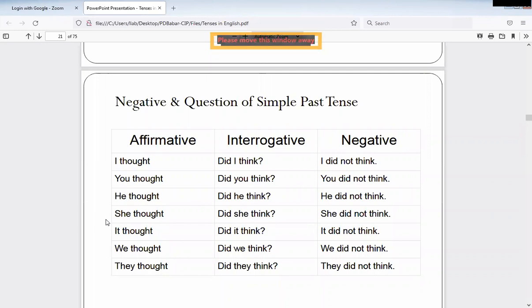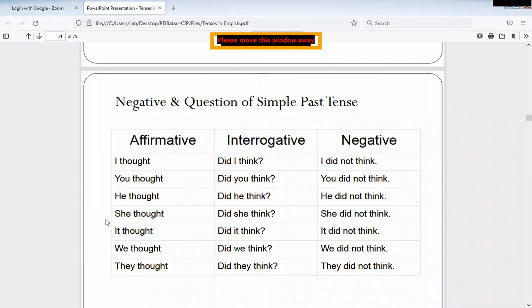Then if he thought is the affirmative, its negative is he did not think, and its interrogative, did he think? If she thought is the affirmative, its negative is she did not think, and its interrogative is did she think? It thought, if it is the affirmative, then its negative is it did not think, and its interrogative is did it think?